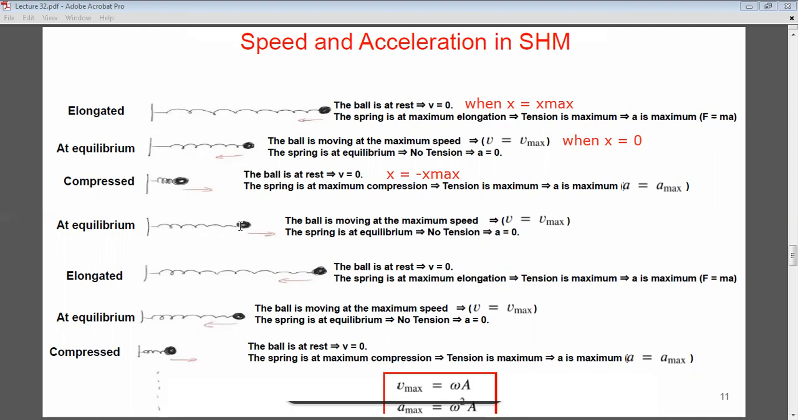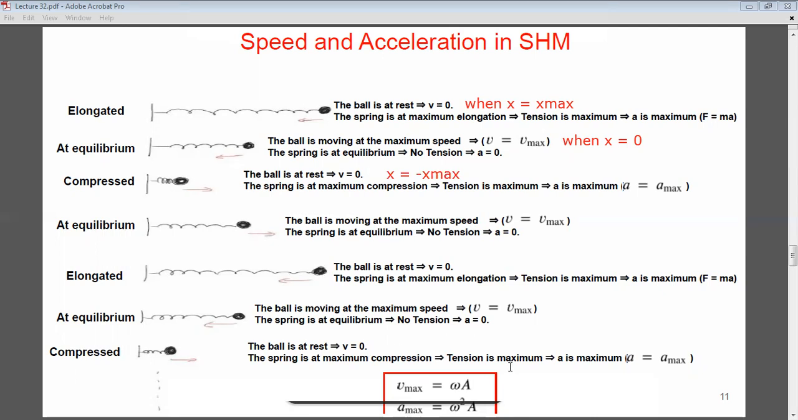So back to equilibrium, v will be v maximum, x will be 0, a will be 0. At elongated position, x will be x maximum, v will be 0, a will be a maximum. Equilibrium position, x equals 0, v equal v maximum, a equals 0. Compressed position, x equal minus x maximum, v equals 0, a equal a maximum.